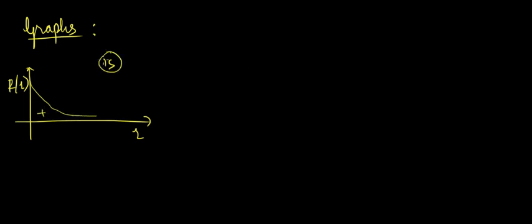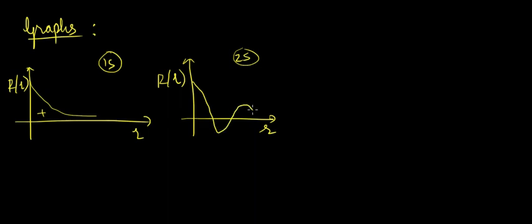Then let's see the graph of 2s. For 2s our graph would be something like this. There will only be one radial node. This will be positive, this will be negative. These first graphs are for s orbitals, which always start from non-zero values.